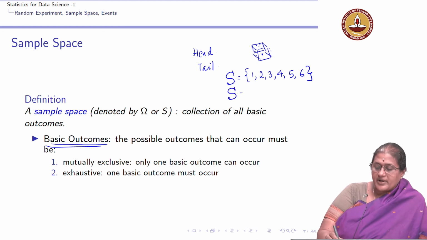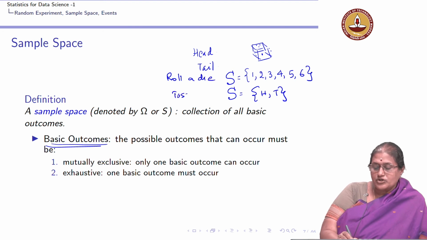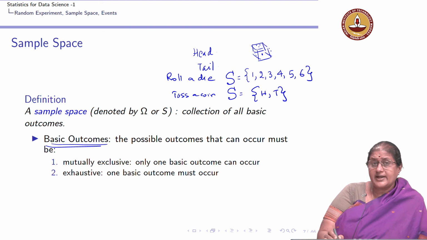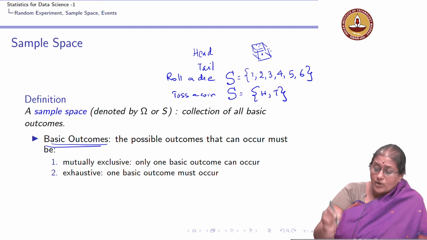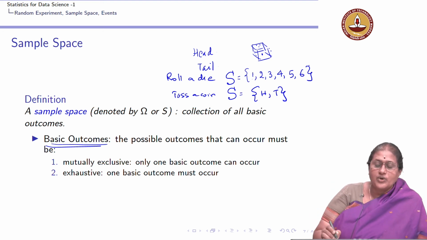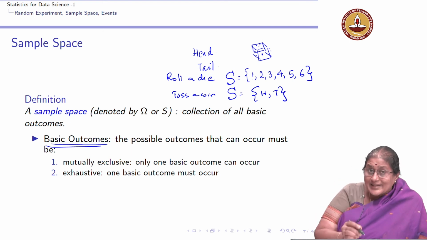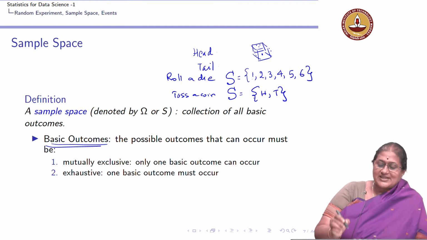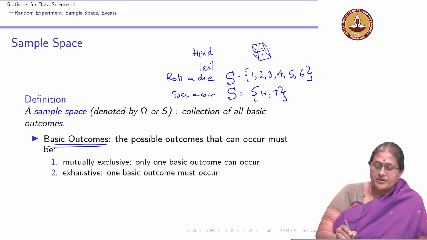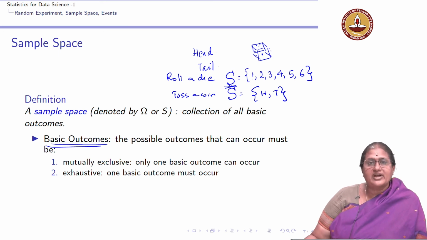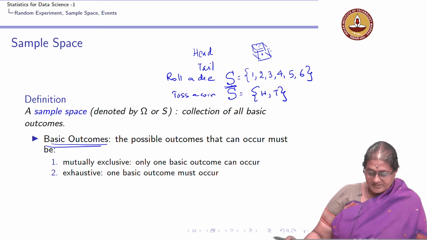So, when I toss a coin, my S is represented by head, tail. When I roll a die, I have a sample space which can take the values 1, 2, 3, 4, 5 and 6. And it is exhaustive in the sense that when I roll a die, one of these outcomes has to occur. When I toss a coin, it should either be a head or a tail. So, this collection, or the set of all basic outcomes of a random experiment, is what we refer to as a sample space.